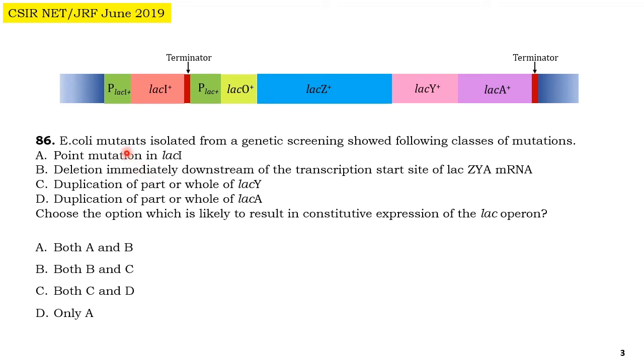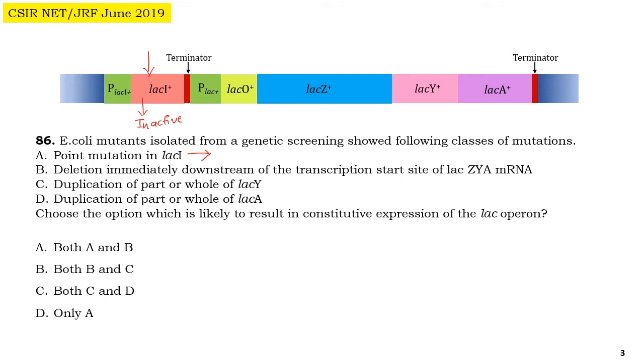According to the question, E. coli mutants were isolated, and when their genetic screening was done, different types of mutations were found. Based on the mutation, they were classified into 4 classes. And the question is in which mutation cases there will be constitutive expression of lac-operon. So let's see one by one all the mutation cases. The first mutation case is the point mutation in LAC-I, that is point mutation in the repressor gene. If the repressor gene has any kind of point mutation, it will surely produce an inactive repressor molecule.